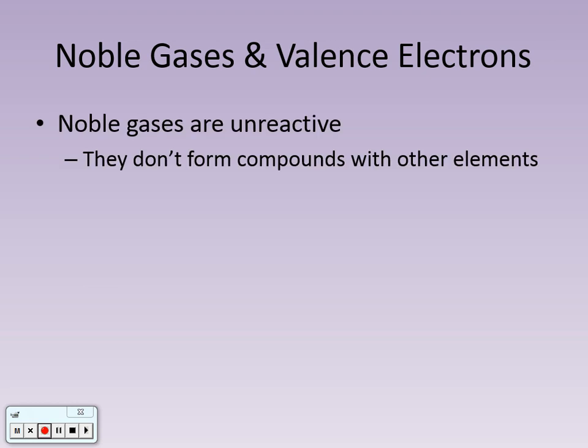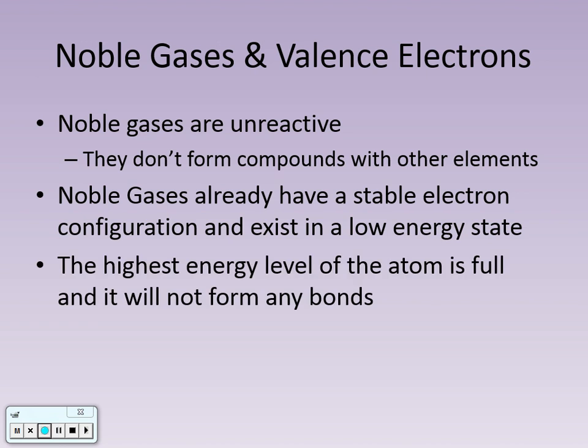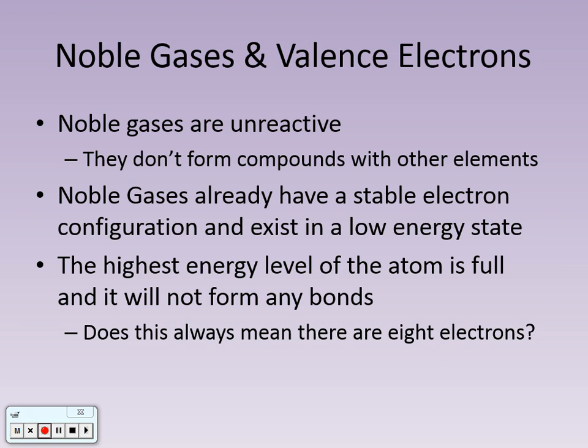We've already kind of talked about it. Noble gases are unreactive. They don't form compounds with other elements. Why don't they form compounds with other elements? They already have 8 valence electrons. They have a stable configuration, and they already exist in a low energy state. Atoms trade electrons to get to a low energy state. But if you're already in a low energy state, you don't have to trade electrons with other atoms. And because they already have their highest energy level full, they don't form bonds with other atoms.